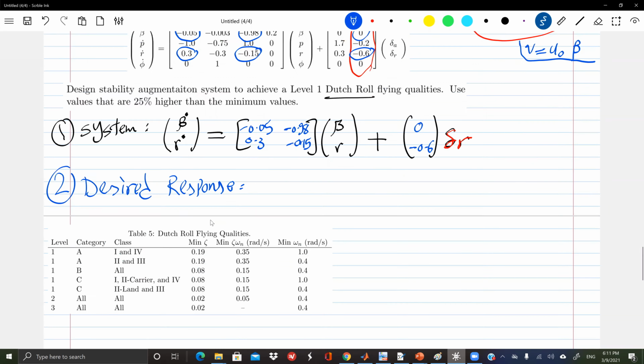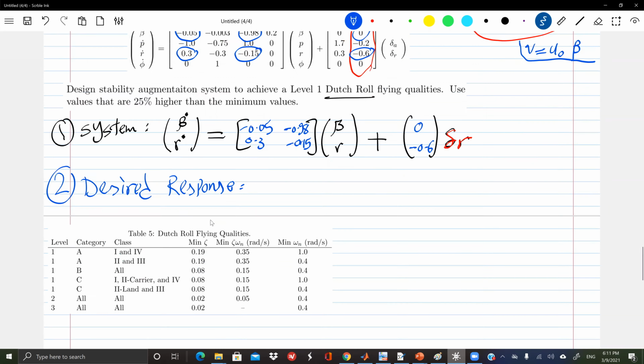If you choose this as the minimum and this as the minimum, like zeta and omega n, what's the multiplication of them? The multiplication of 0.08 and 1 is 0.08. This is actually less than 0.15. So you can't consider the minimum zeta as 0.08 and the minimum omega n as 1, because this does not satisfy that. So do whatever combinations to satisfy the 3. This is the usual combination we do, okay?